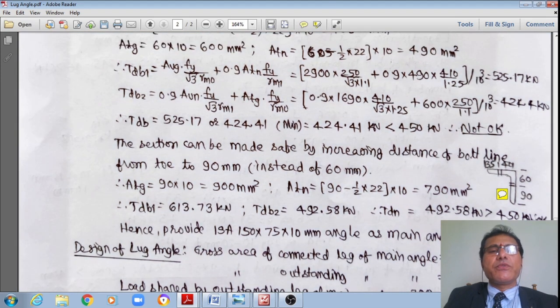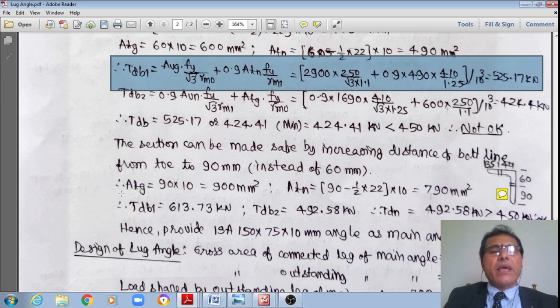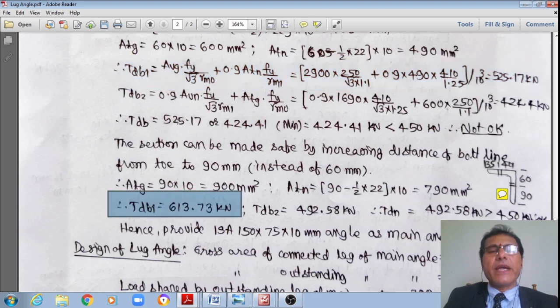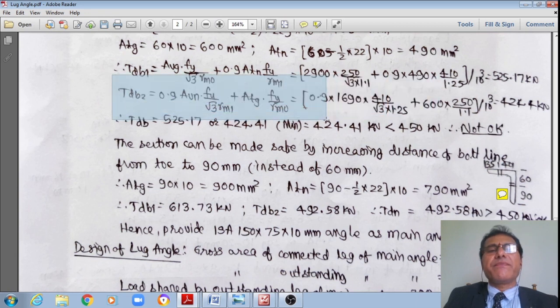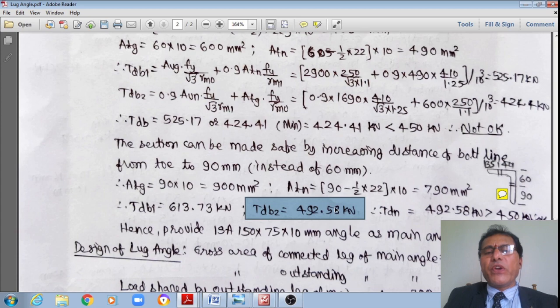Therefore now if you substitute into this first formula TDB1, instead of 525, now you will get a new value. You can recalculate on your own, student. Therefore it works out 613.73 kilonewton, right? Now similarly, by substituting into this second formula, 0.9 AVN FU divided by root 3 gamma m1 plus ATG FU divided by gamma m1, previously I got 424.4. Now if you substitute these new numeric values, you will get 492.58.